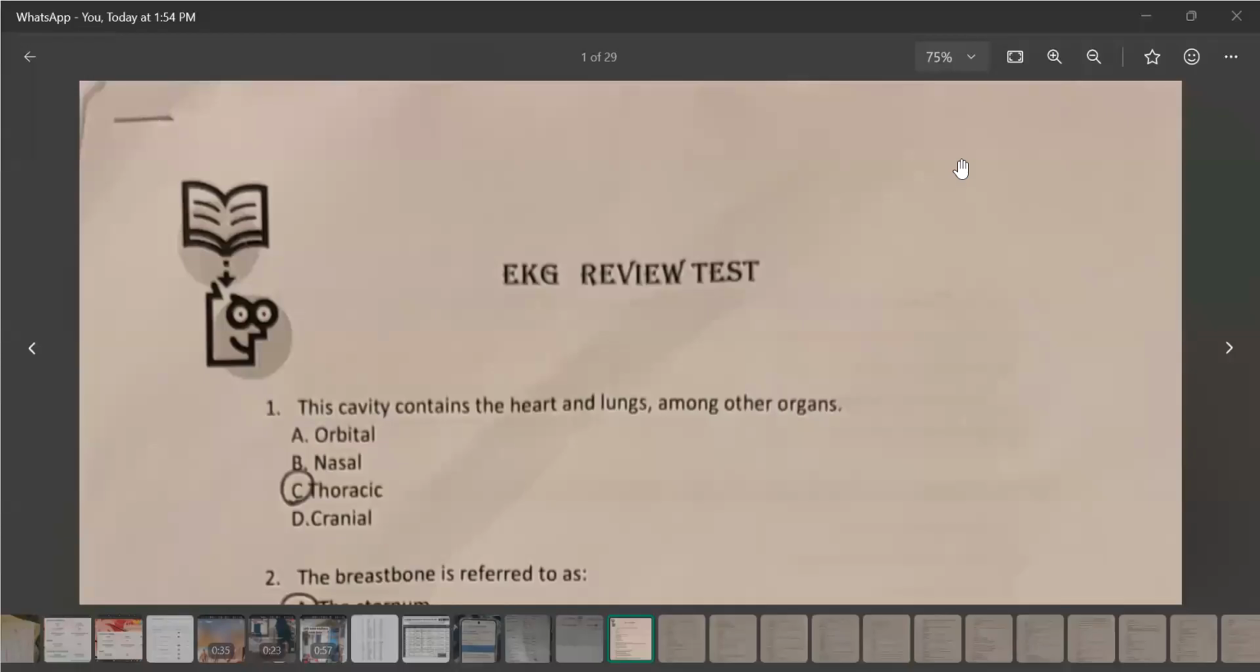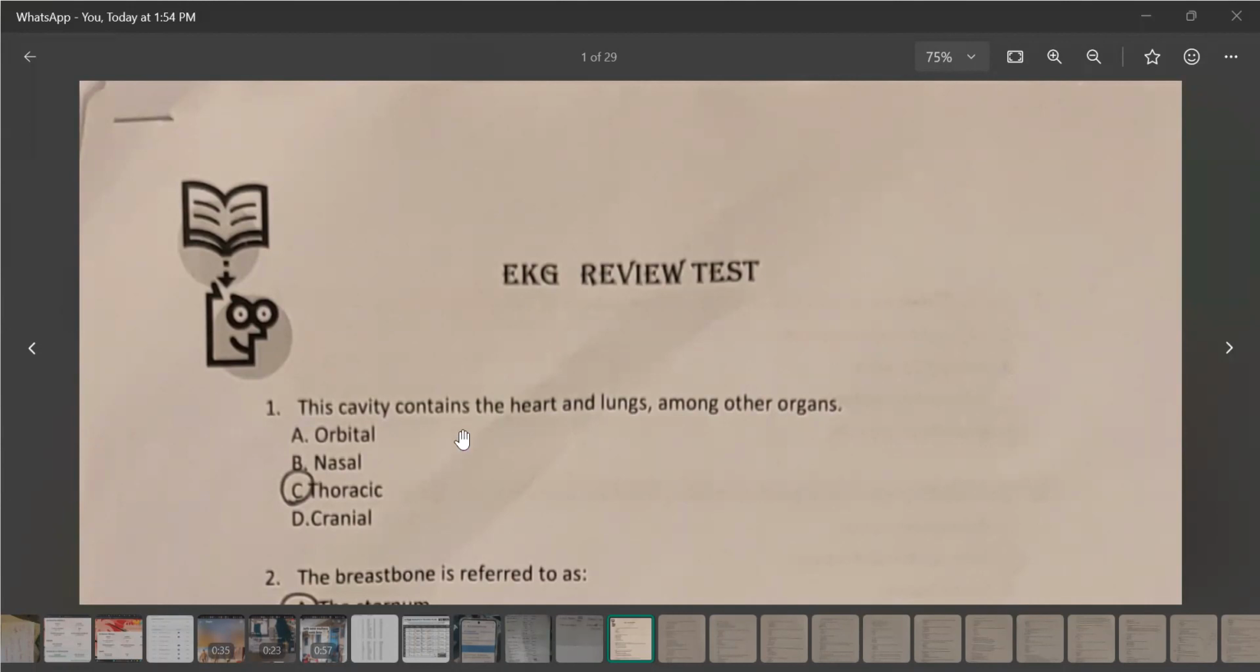This is the EKG review test. There are around 160 questions here that will assist you and guide you in preparing for the EKG test. And here we go. Question number 1.